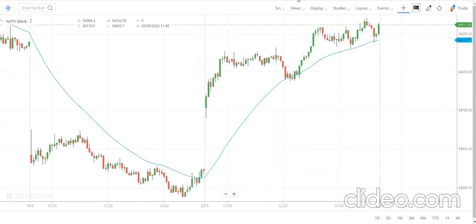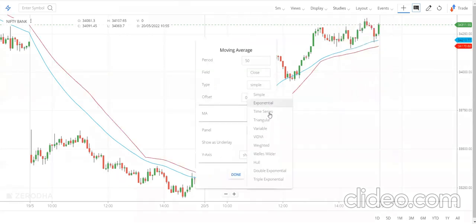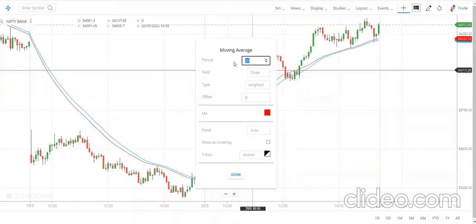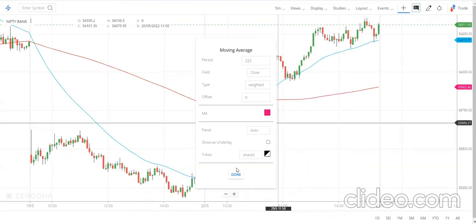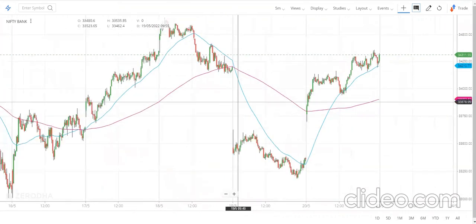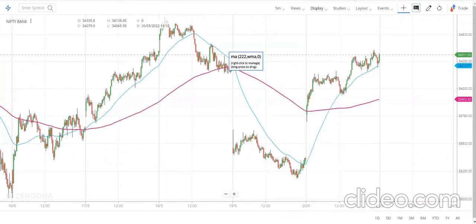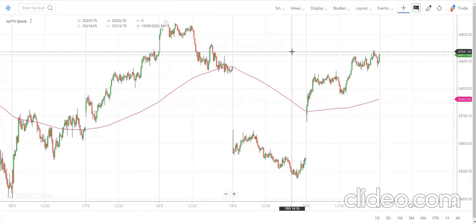Again I use a moving average. It is again weighted, now 222. Triple two. Basically, this is for the mean reversion.